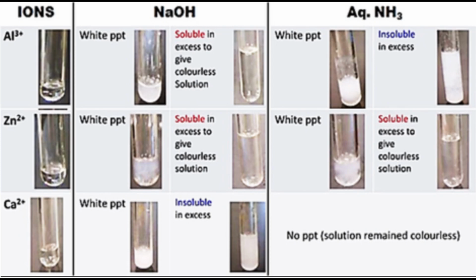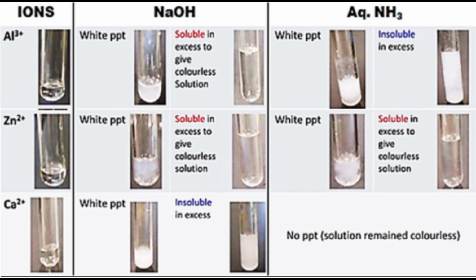So aluminium, if you add sodium hydroxide, gives you a white precipitate. If you add excess sodium hydroxide, it will dissolve. That precipitate will go away. Still with aluminium, if you add ammonia, it will give you a white precipitate, but if you add excess ammonia, that white precipitate will not dissolve. It is insoluble. So a white precipitate, but it's soluble in excess sodium hydroxide, but not in excess ammonia.